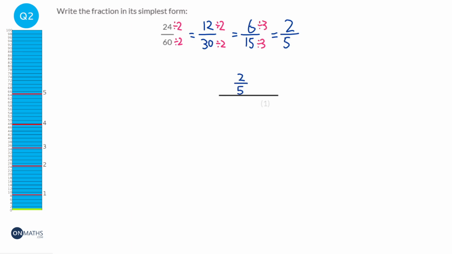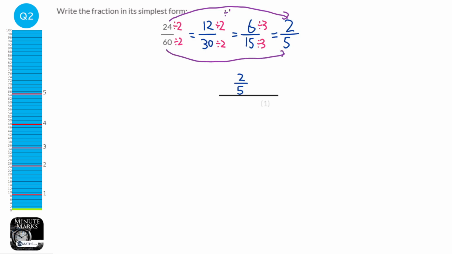Now, we could have gone straight from the question to the answer by dividing by 12. Some of you may notice that 24 and 60 are both in the 12 times table, so you could have gone straight there, but it makes absolutely no difference if you divide by 2, then divide by 3, or you could have divided by 2, then divided by 6, or done it in any of those orders.